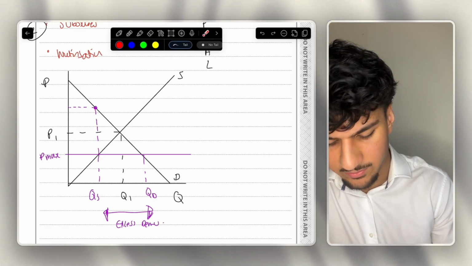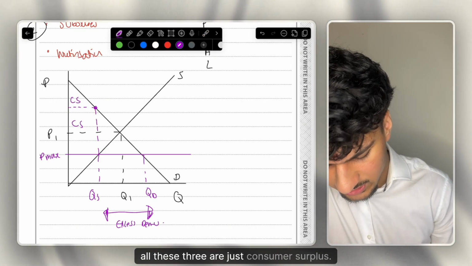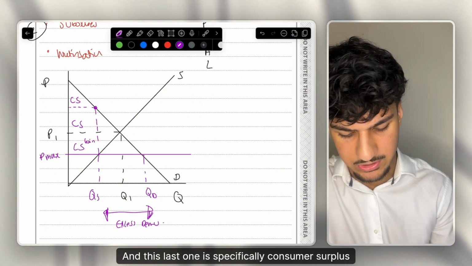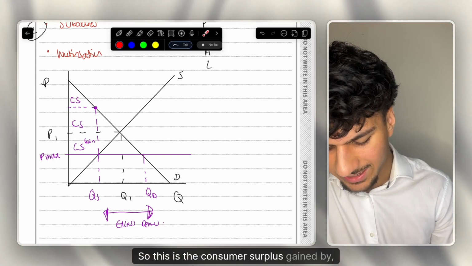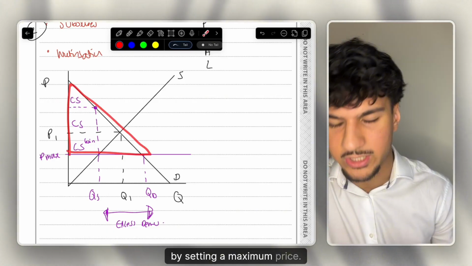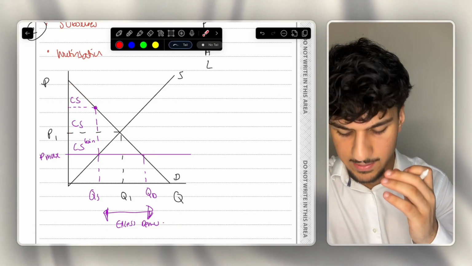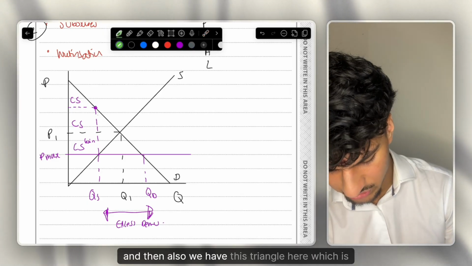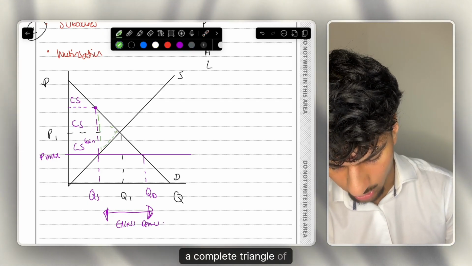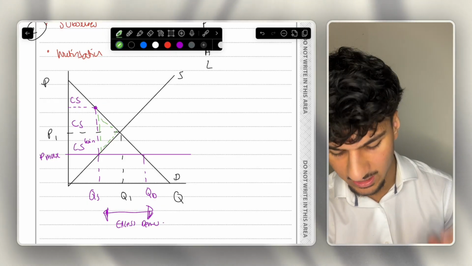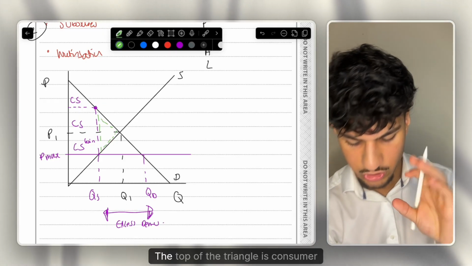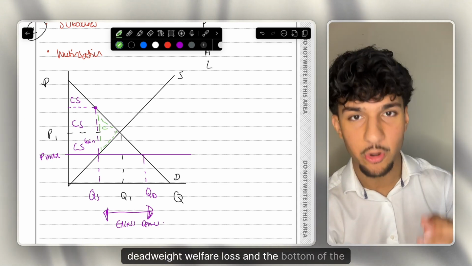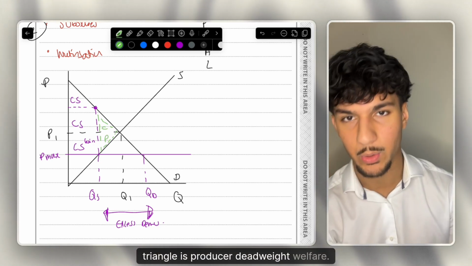Now, what do these represent? Very simply, all these 3 are just consumer surplus, and this last one is specifically consumer surplus gain. So this is the consumer surplus gained by setting a maximum price. Why? Of course, since the price decreases, so there's more consumers who are willing and able to buy. And then also we have this triangle here, which is a complete triangle of deadweight loss. And you can be even more specific with it. The top of the triangle is consumer deadweight welfare loss, and the bottom of the triangle is producer deadweight welfare loss.